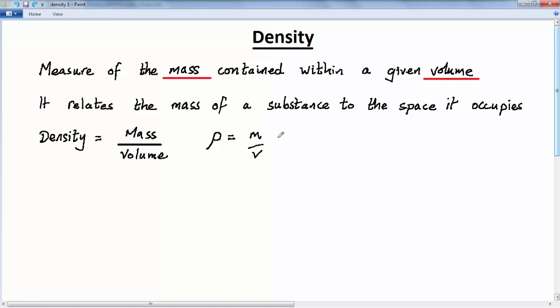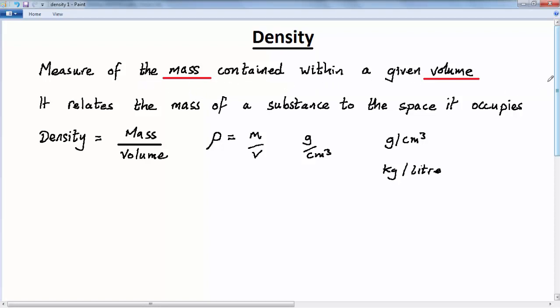So the unit for density can be derived by observing this equation. You can see the unit for mass is the gram, and the unit for volume here is the centimetre cubed, or cubic centimetre. So we can write the unit for density is the gram per centimetre cubed. It can also be written as the kilogram per litre, particularly if we're talking about the density of liquids. So density is the mass contained within a given volume.